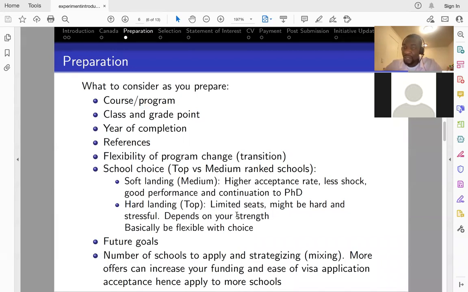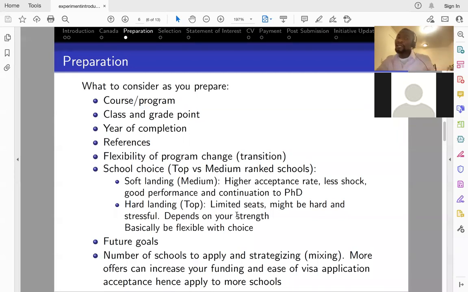And how does that work? If you have two offers, one is offering you 20,000, the other one is offering you 50,000. If you're applying for the visa, if you give the 20,000 as your main school, you might get rejected because your funding isn't enough. But when you show the 50,000 letter, they're like, wow, you have enough funding to show for it. So that's going to increase the chances of getting a visa.